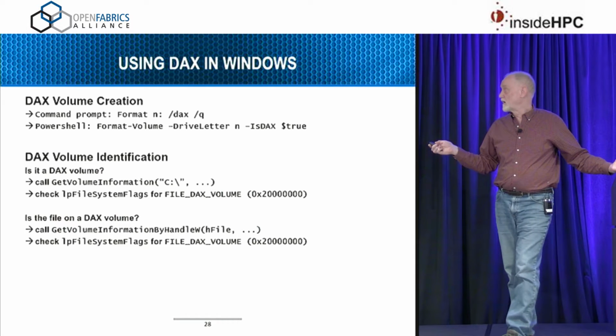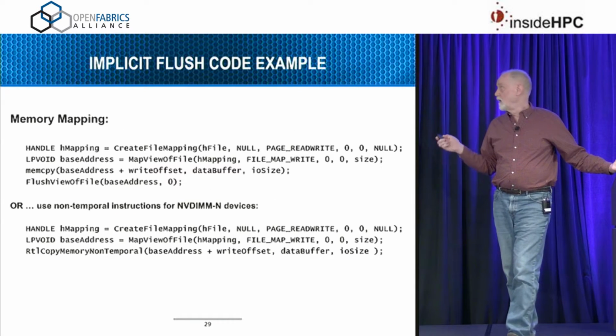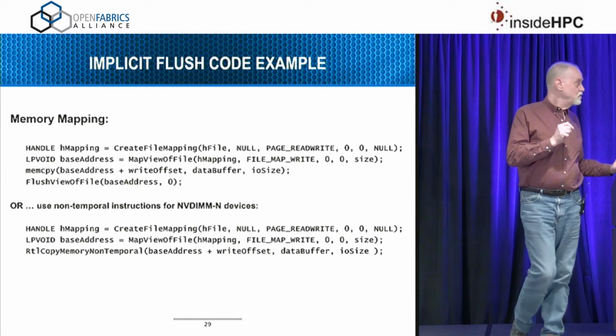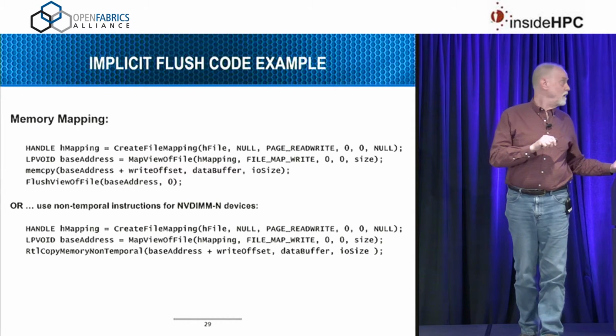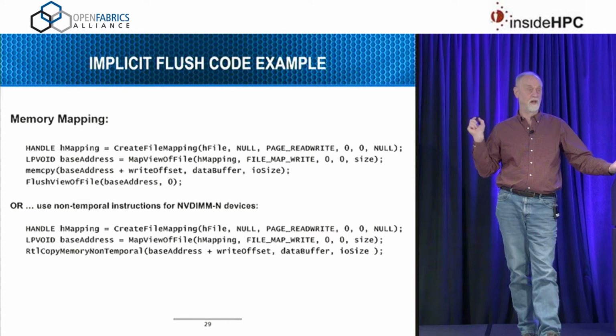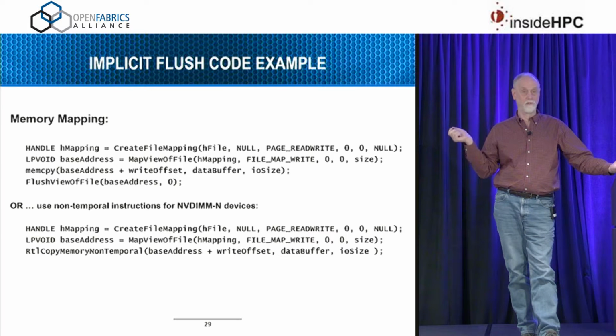DAX in Windows, here's how to create it. This is kind of boring, but flush code. This is traditional code in Windows. The first version is how to map a file, how to get a base address for the mapping, and how to write it, and then flush view of file. This would work for ordinary file mapped files in Windows today.